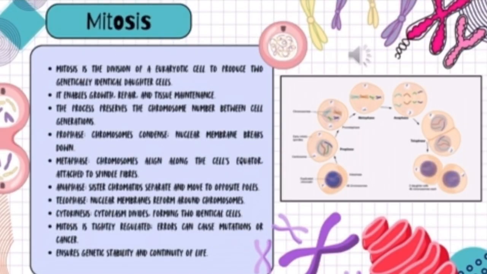Mitosis is the process by which a eukaryotic cell divides to produce two genetically identical daughter cells, ensuring growth, repair, and maintenance of tissue. It is a highly organized sequence of stages that preserves the chromosome number from one generation of cells to the next.